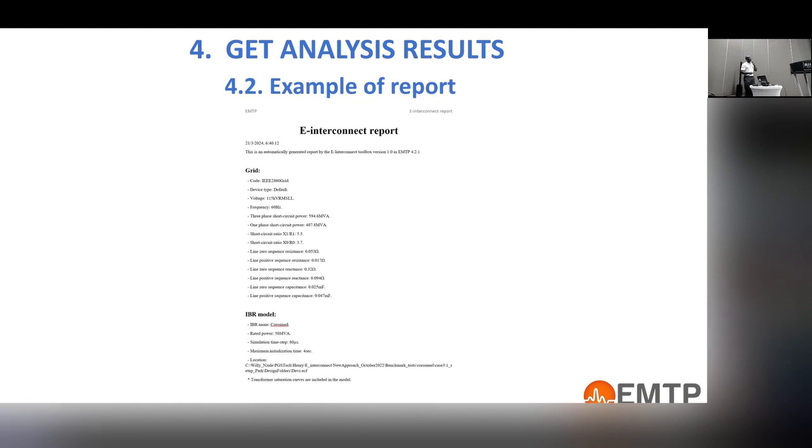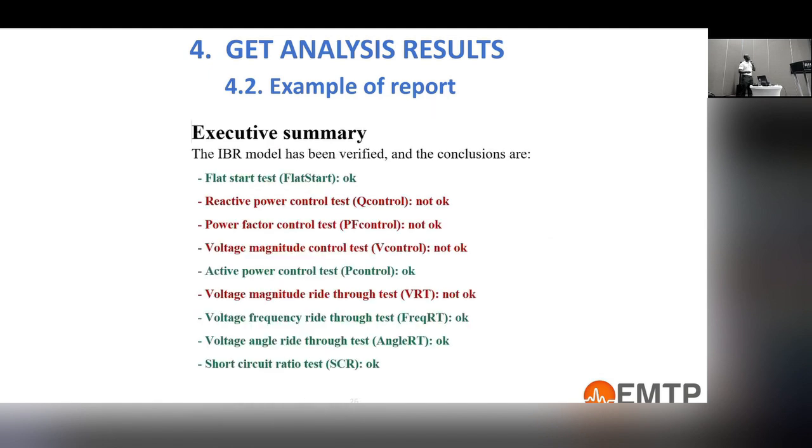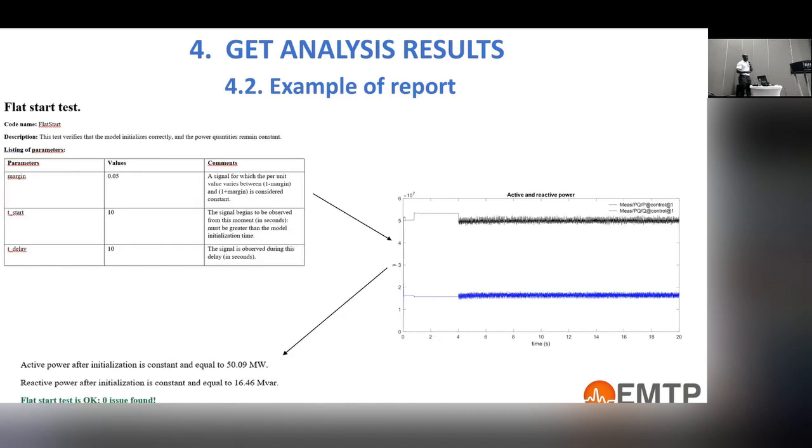So this is an example of a report. When the process is completed, you have a report like this that starts with a description of the grid, description of the IBR model tested, a table of contents, a description of the test, the configuration, and finally you have this executive summary that quickly tells you which test was okay and which test was not okay. After this executive summary, you have the detail for each test.